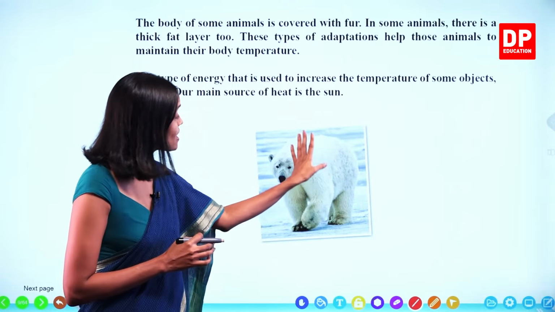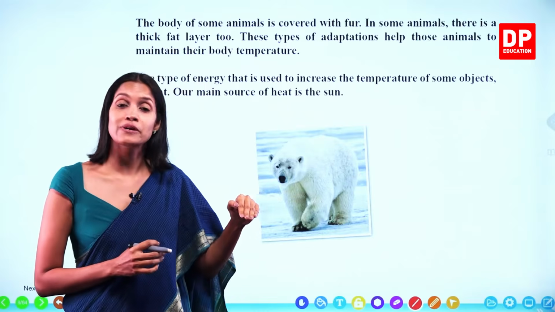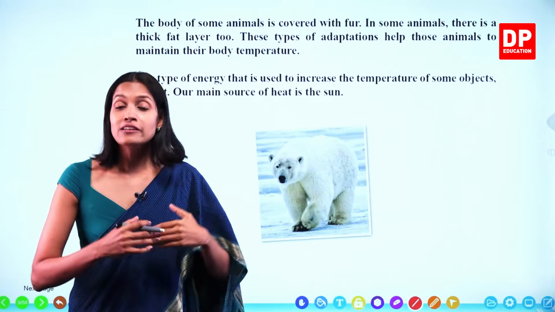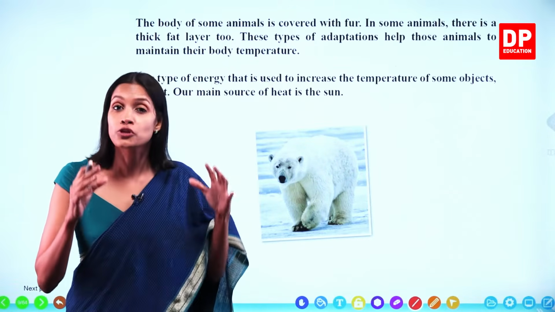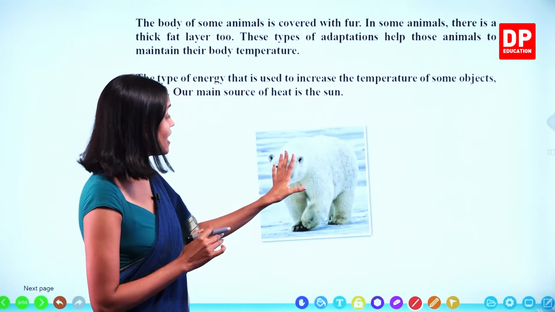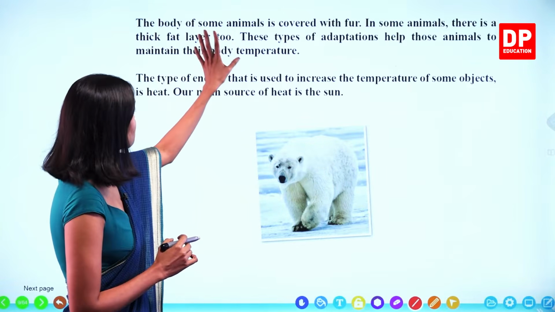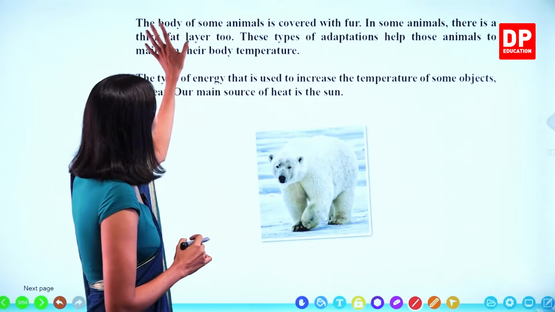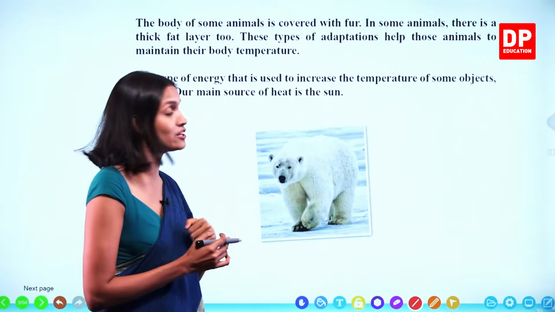Because these types of animals live in polar regions with very cold environments, they have to protect their body heat. Right? Their body heat should not go to the environment. Therefore, to protect the body heat, they have a very thick fur coat. Okay? So, the body of some animals is covered with fur. In some animals, there is a thick fat layer too. This is another. Polar bear has a thick fat layer too.